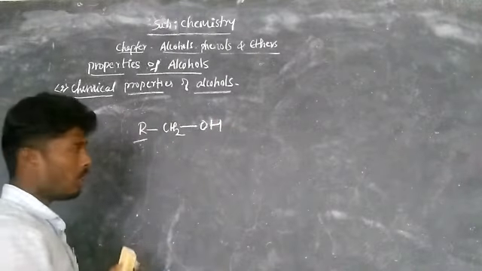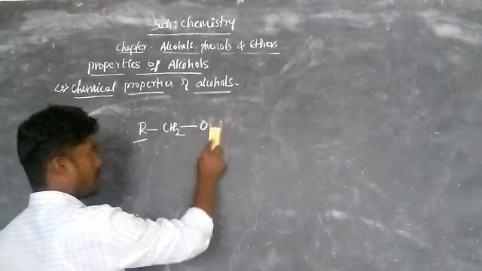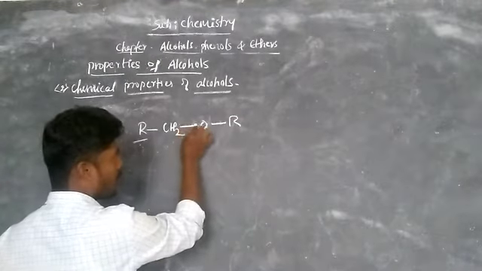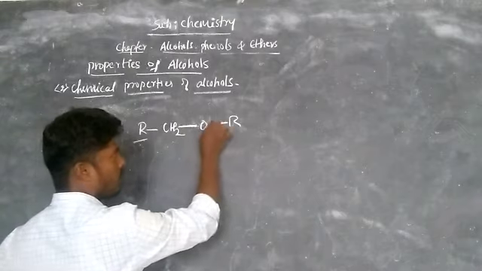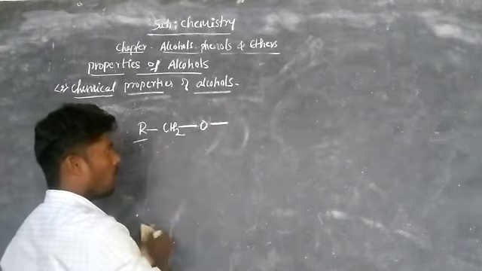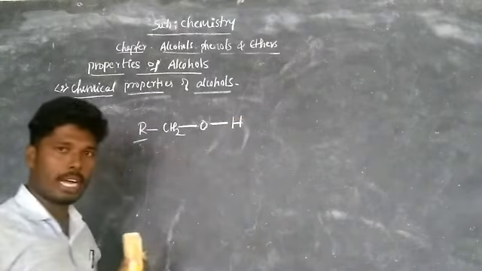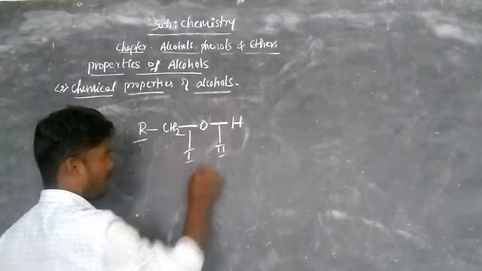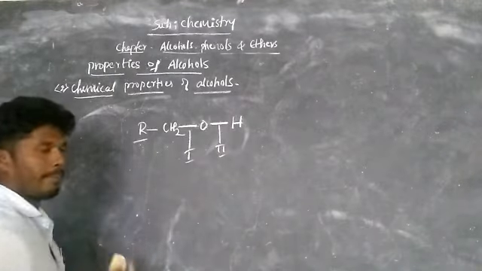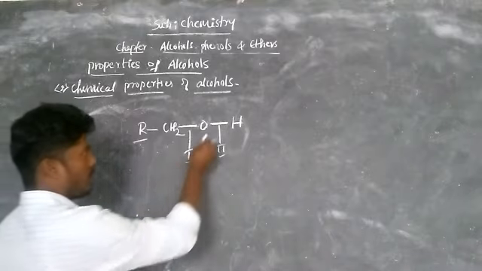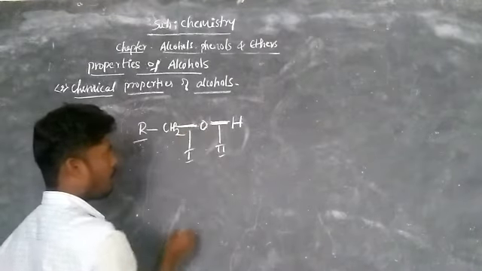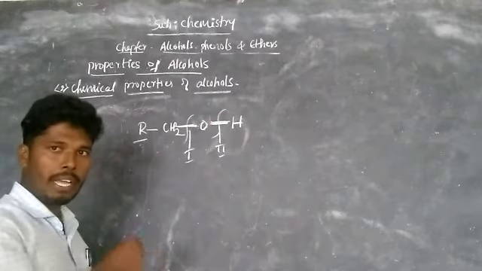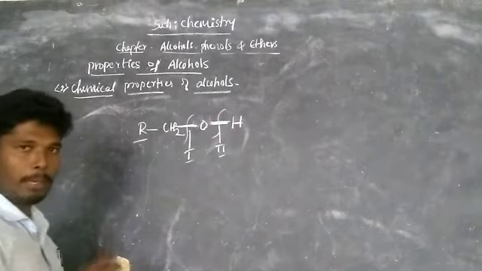Here we can see two types of bonds. That is the carbon oxygen bond, and the oxygen hydrogen bond. This is an alcohol, right? This is the first type of bond, this is the second type of bond. There are two types of bond in alcohol, that is the OH bond and the carbon hydrogen bond. Based on the cleavage of these two bonds, we classify chemical properties into two types.